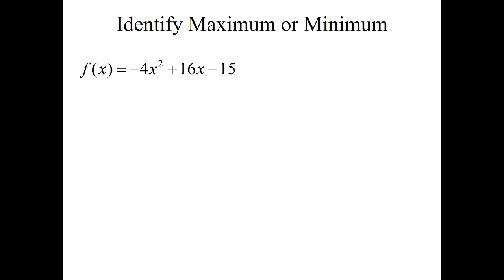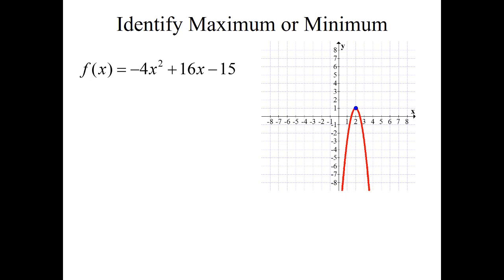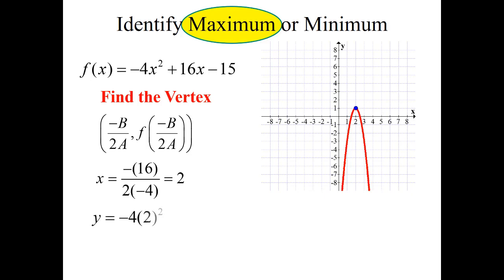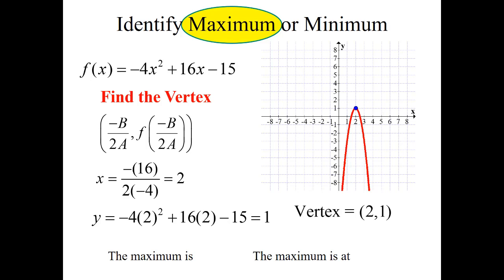Here's another one that's opening downward, and the point at the top is a maximum. It's still the vertex. We use the same procedure. Using the vertex formula, we substitute the b and the a to find the x value. We substitute that in the function to find the y value. And then we do the same interpretation. The maximum is the y value. The maximum is at the x value.